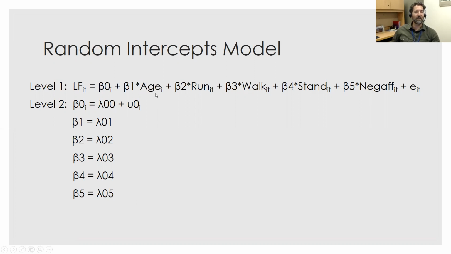So you can see we have age in here. We have these various activity levels, run, walk, stand. So this means that sitting or lying down is the reference value. So these are dummy coded. And then we have negative affect level. So, a simple model with just these variables in it. We're going to go to SAS to see what that looks like in proc mixed.